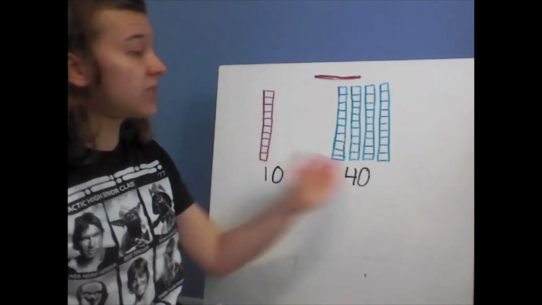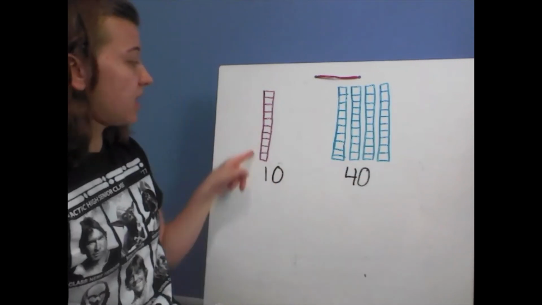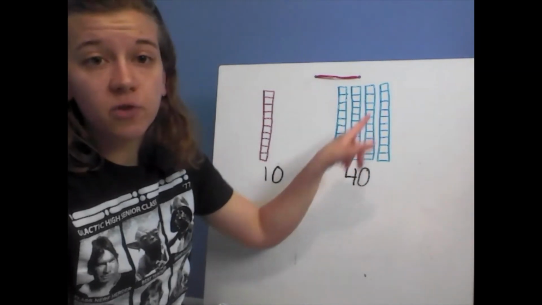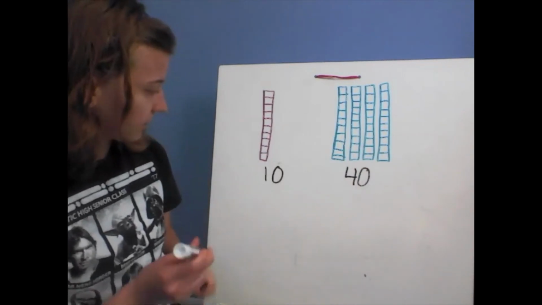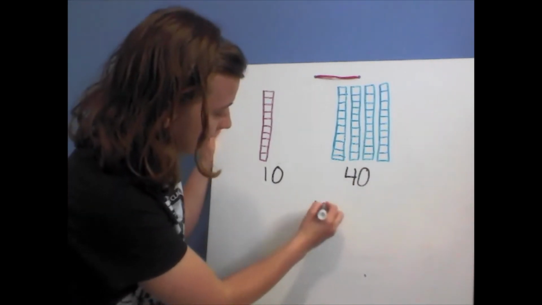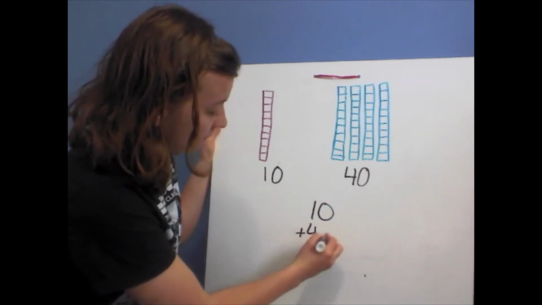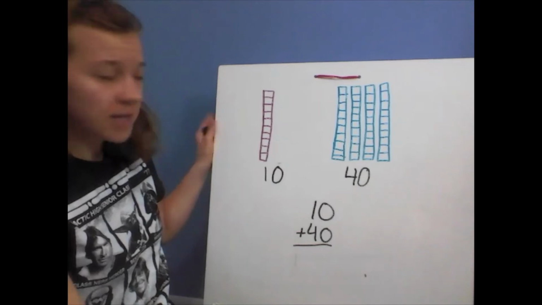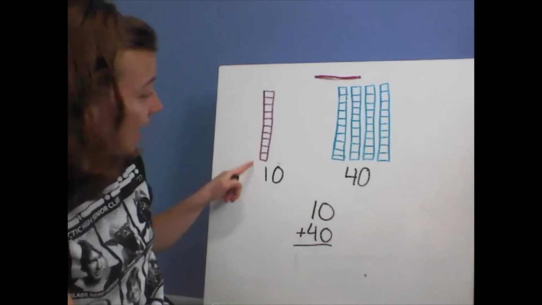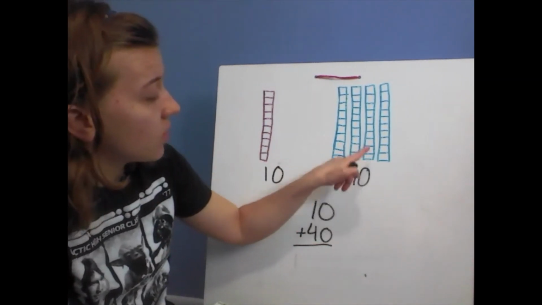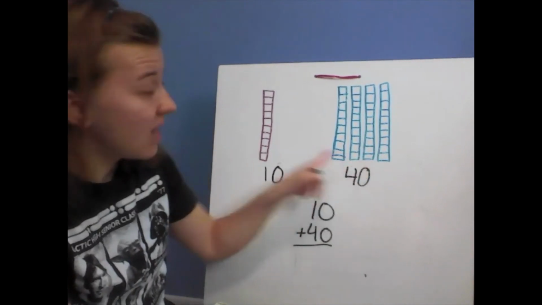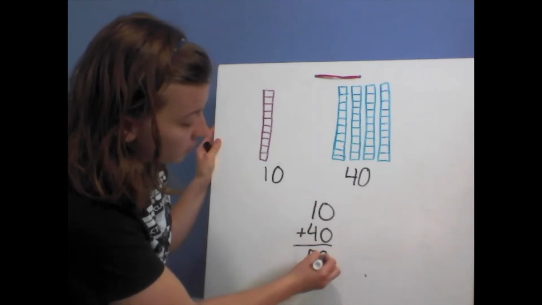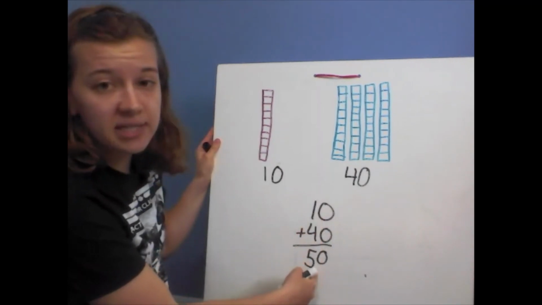All right, so you can use 10 rods to solve this by having one 10 rod for the 10 laps she did on Monday, and then 4 10 rods for the 40 laps she did on Tuesday. So it'll be 10 plus 40 equals what number? Let's look at our 10 rods to figure it out. So it'd be 10, 20, 30, 40, 50. 50 laps in total.